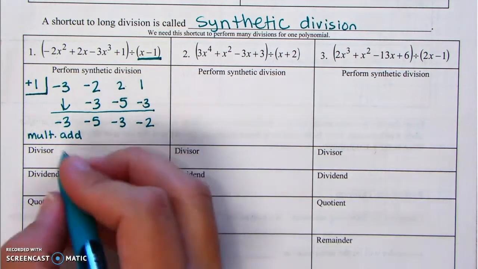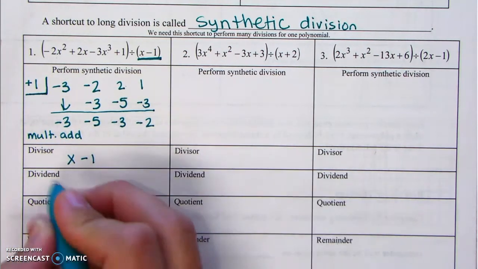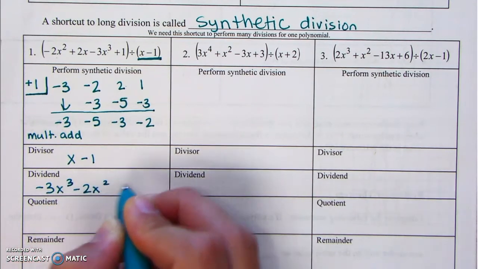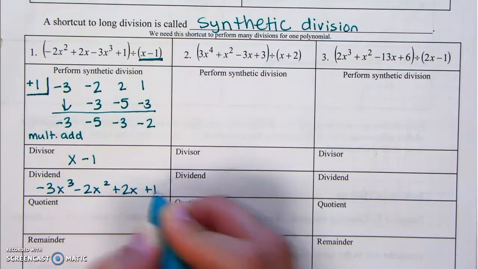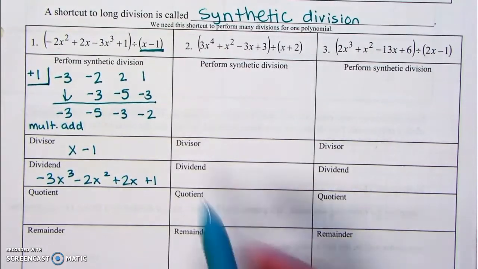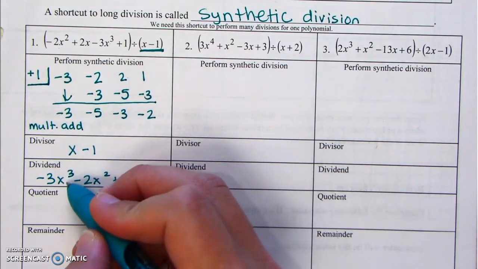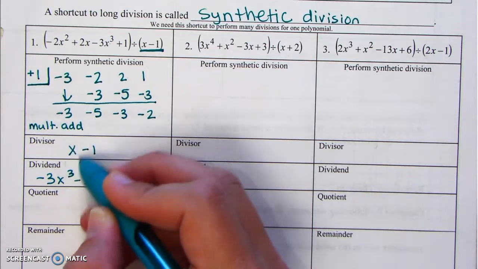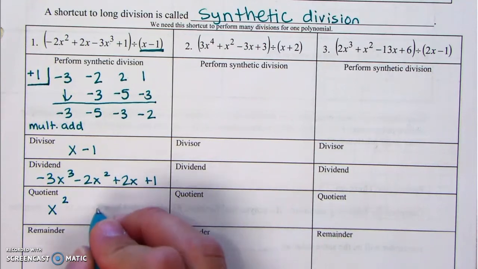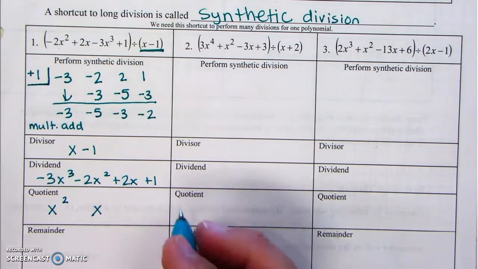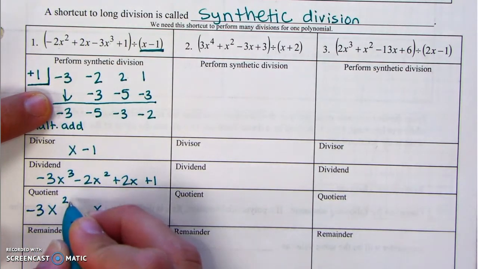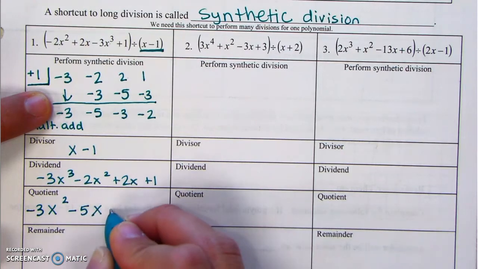The divisor was x minus 1. The dividend was the original function in order. And the quotient is the answer. Now, all we have are a bunch of numbers here, but what happens when you take x cubed divided by x? You get an x squared. So it's going to be x squared, x, and the constant, and these are your new coefficients. So -3x squared minus 5x minus 3.